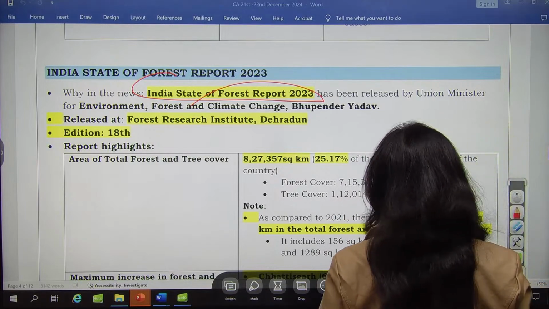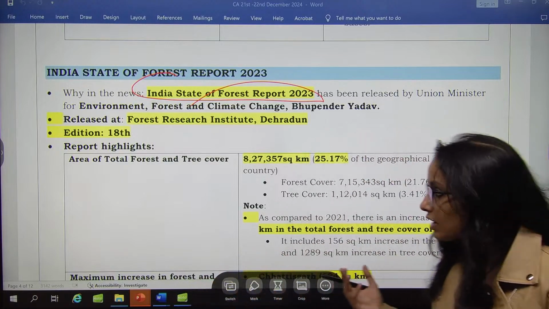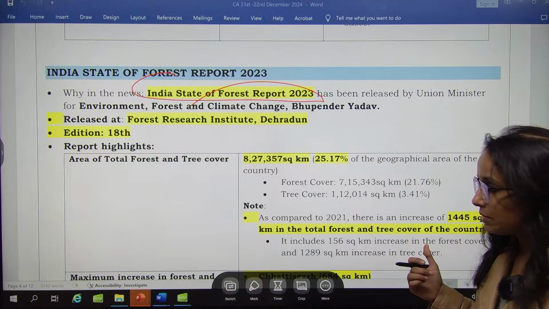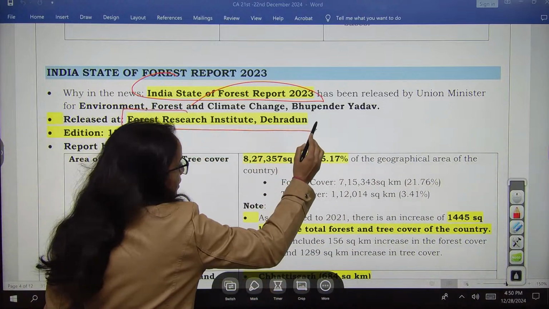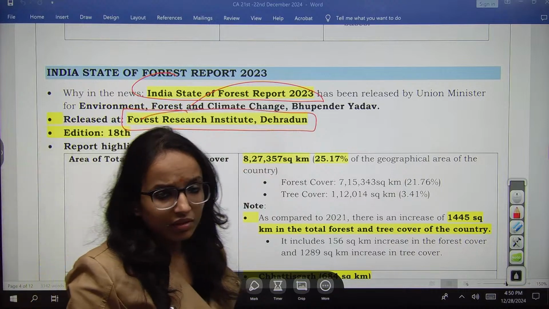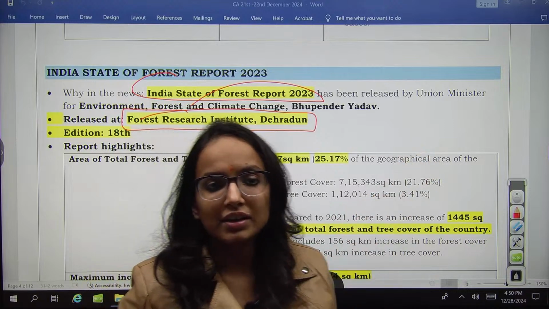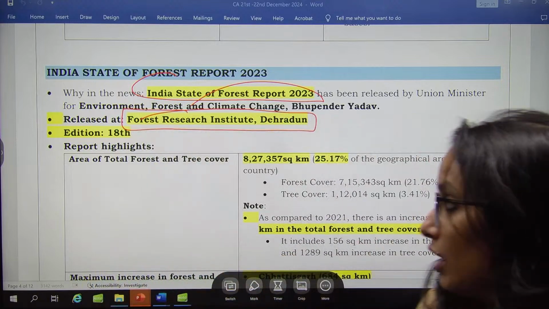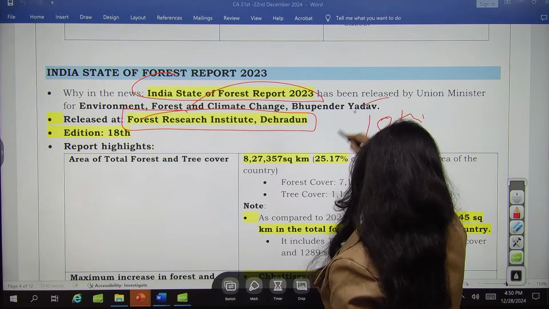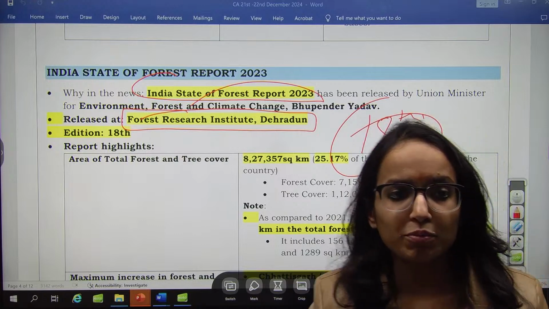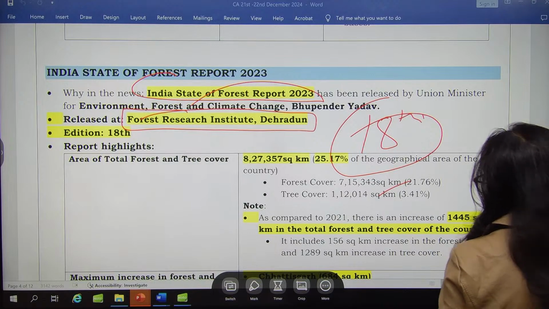Okay, it has been released by, so who releases this? It is released by the Ministry of Environment, Forest and Climate Change, and it has been released at the Forest Research Institute, Dehradun. This information itself is a question in itself. The Forest Research Institute, the FRI, is located where? In Dehradun, remember. So let's see what the key highlights are, and remember this is the 18th edition. Which edition of the India State of Forest Report 2023? It is the 18th edition.